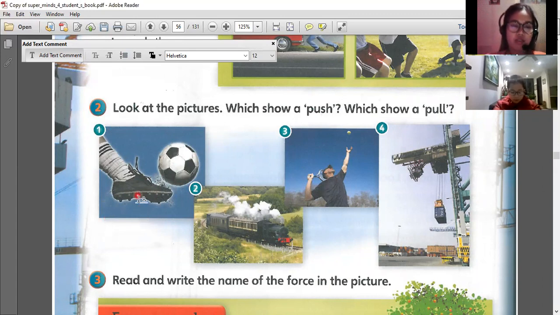A pull. It's pull? No, it's push. Okay, push. Number two. Push. Three. Push. Four. Pull. Exactly.